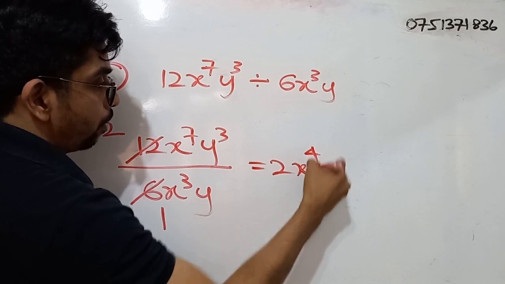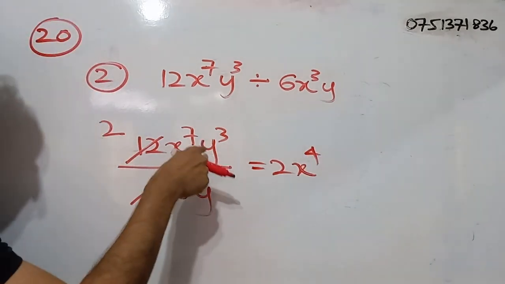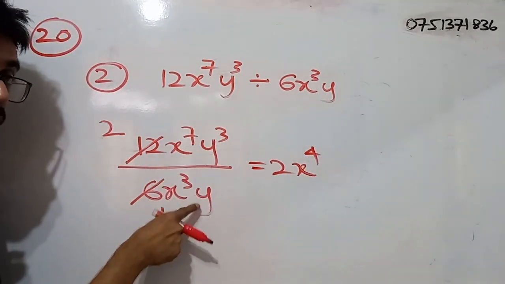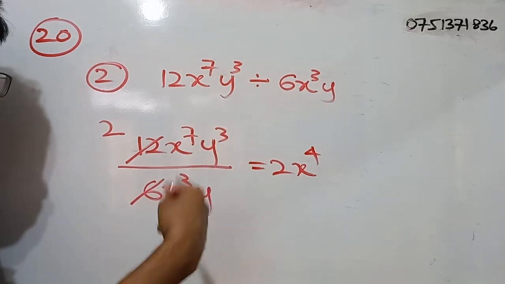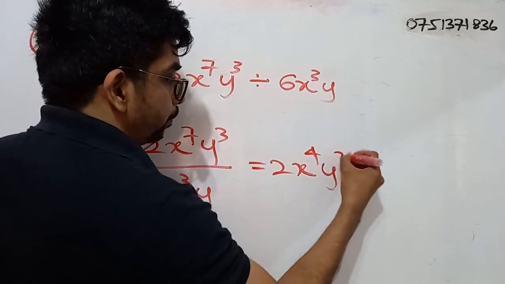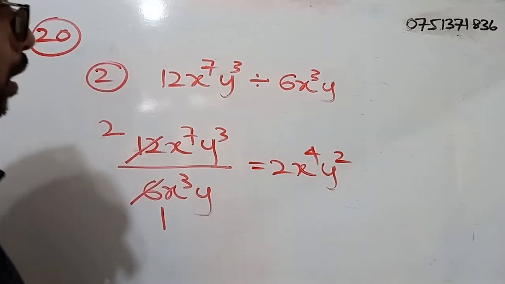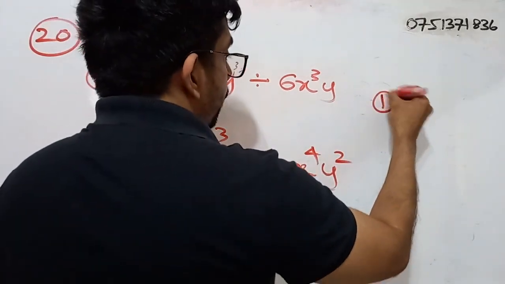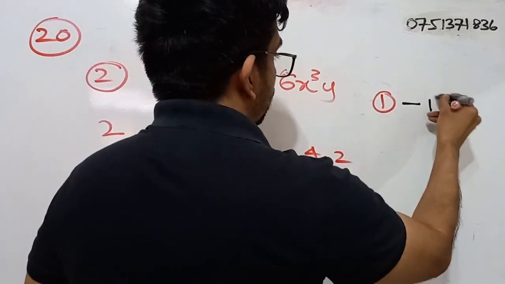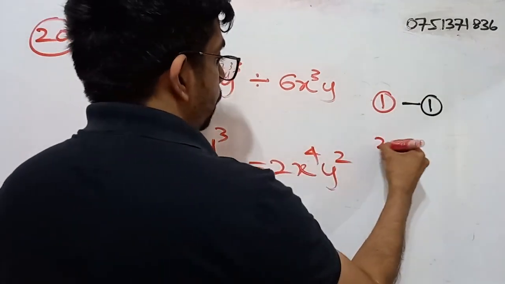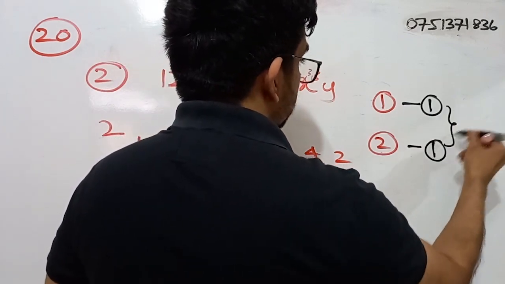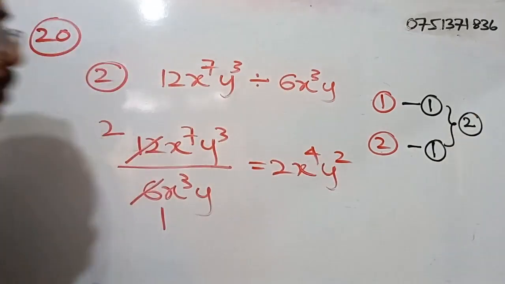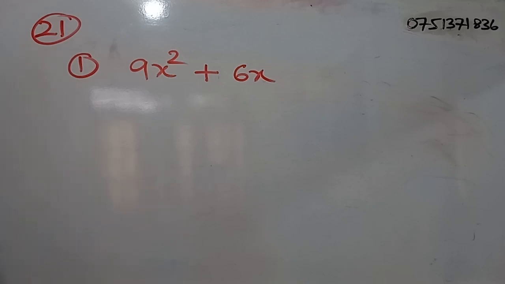2 x to the power 4. Then here y to the power 3 over y to the power 1. So 3 minus 1, what do we get? 2. That means y to the power 2. So this will be the answer. Right. So for the first part, you will be getting 1 mark for the correct response, and for the second part, you will be getting another 1 mark. So the total marks are what? 2 marks. Right. Question number 21.